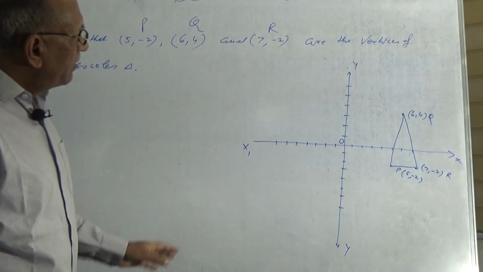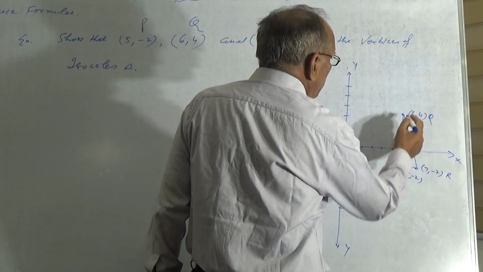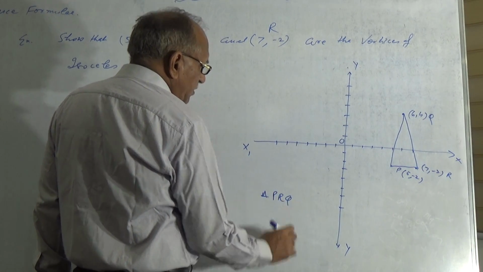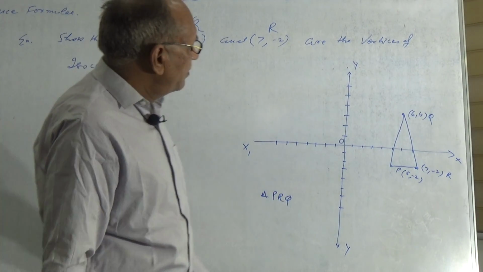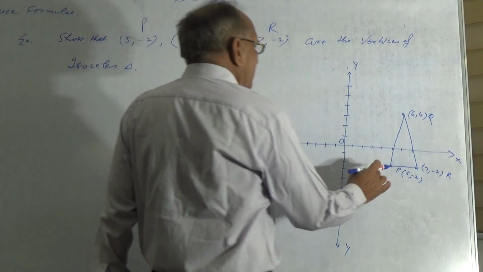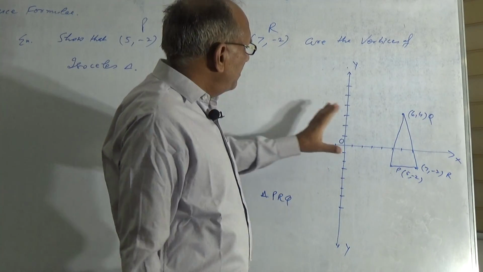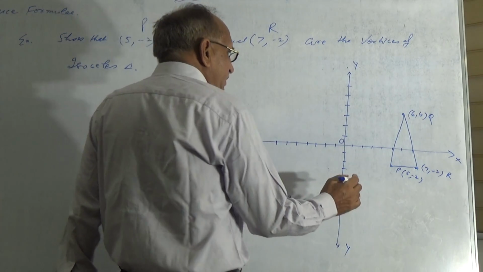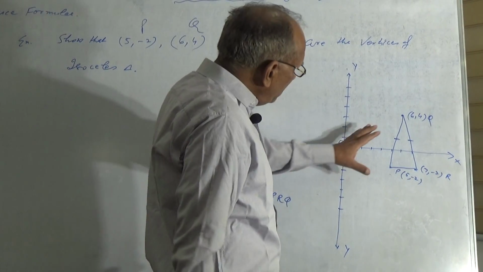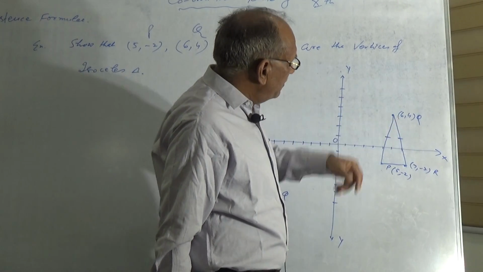If we join these points, we see that this is a triangle PRQ. We have to show that these points P, R and Q are the vertices of an isosceles triangle. In isosceles triangles, we see that two sides are equal. If this is an isosceles triangle, then this side must be equal to this side.